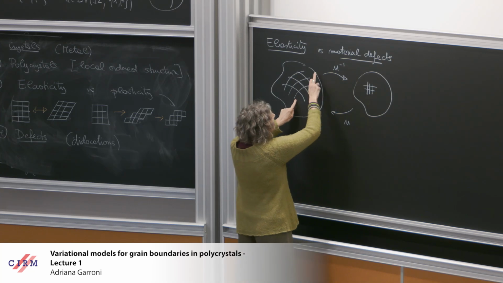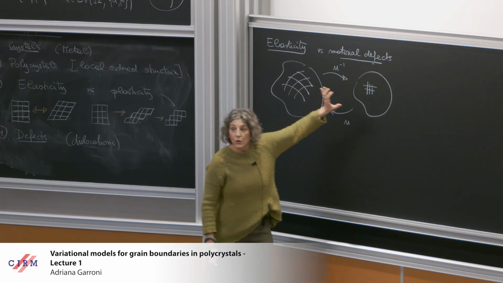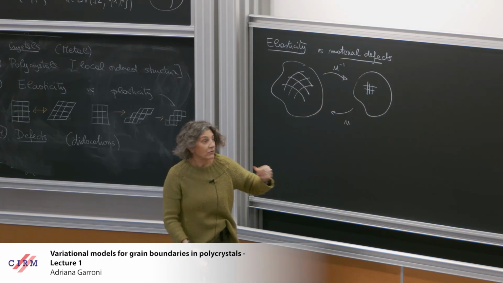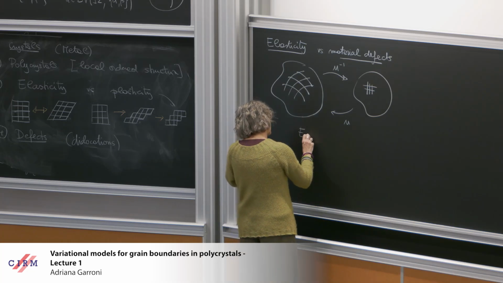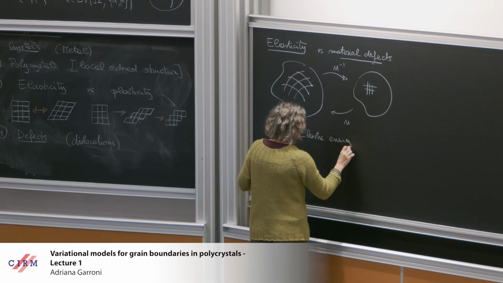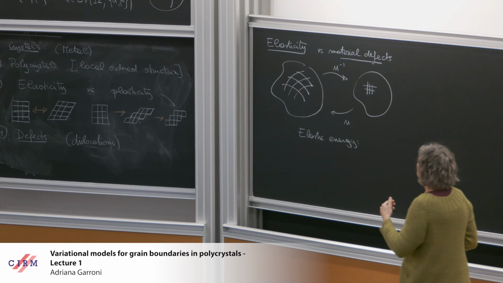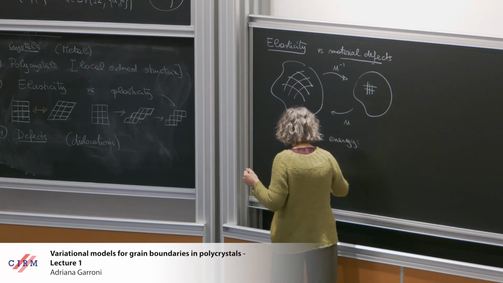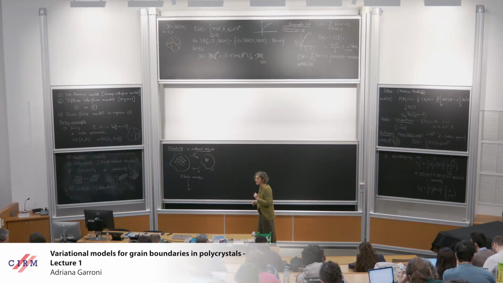Actually, the map I'm talking about is the inverse. So you have a distorted material and you go to the zero energy configuration. This is an assumption on the material, hyperelasticity. The energy is measured in terms of the reference configuration. So it's an integral over the reference configuration of some energy density of the gradient of U.